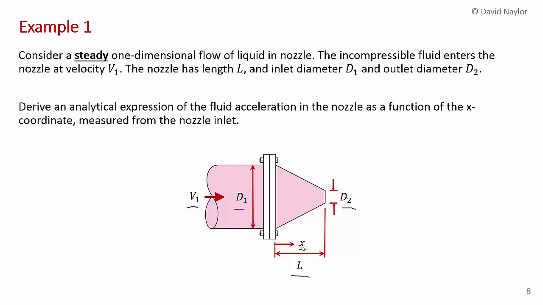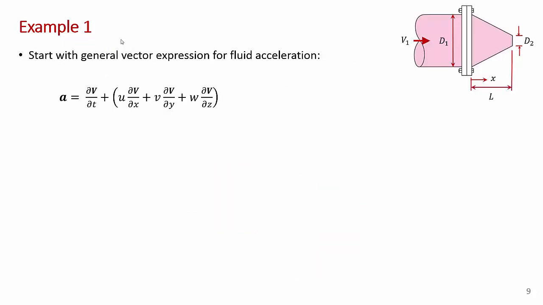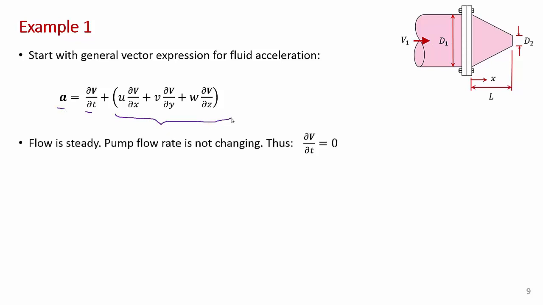And here, of course, we only have convective accelerations because, it says in the problem, we're dealing with a steady flow. So let's go through the details of this. We start with the general vector expression for acceleration. So here's the acceleration vector, bolded. There's the local acceleration, and then these are the convective accelerations. And it's mentioned in the problem that the flow is steady, the pump flow rate's not changing, so ∂v/∂t is 0. We have no local acceleration.